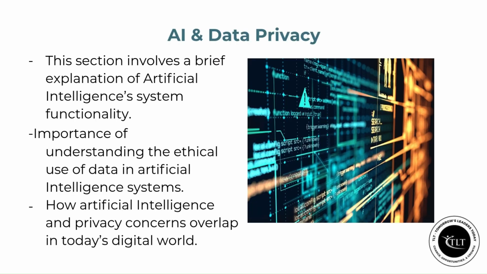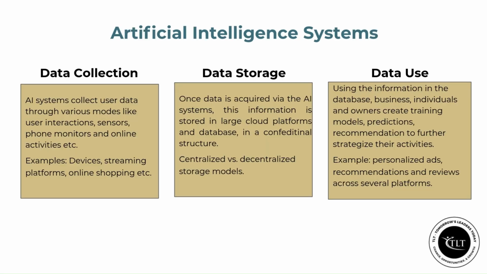AI, data, and privacy. This section involves a brief explanation of how artificial intelligence systems function, the importance of understanding the ethical use of data in artificial intelligence systems, and how exactly artificial intelligence and privacy concerns overlap in today's digital world. Let's talk about some of the artificial intelligence systems and how exactly they're used when it comes to data.